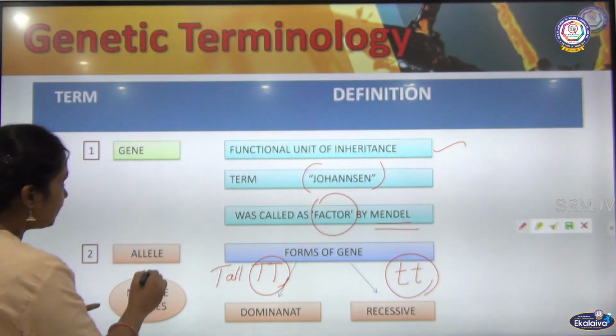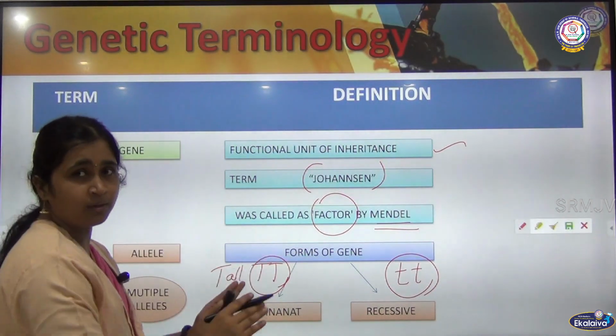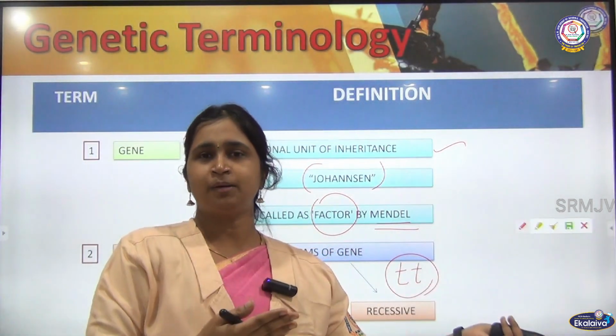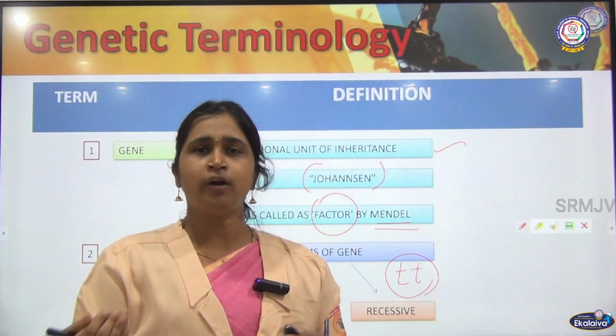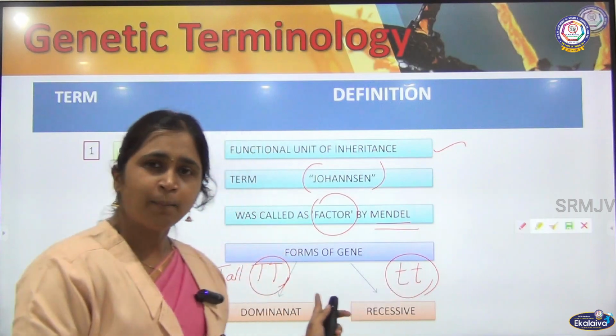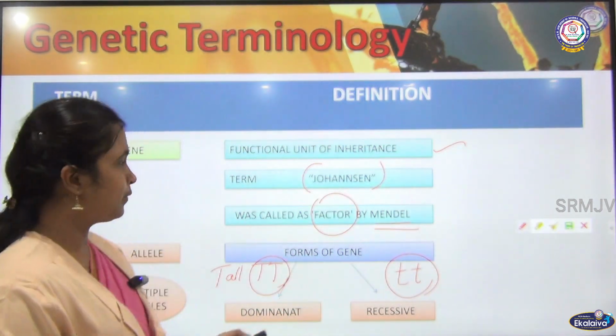Then next, multiple allele. For example, if you take blood group, there are multiple alleles. It may be A or B or O or AB. In that case, we can say multiple alleles. Even that part we will see in blood grouping.